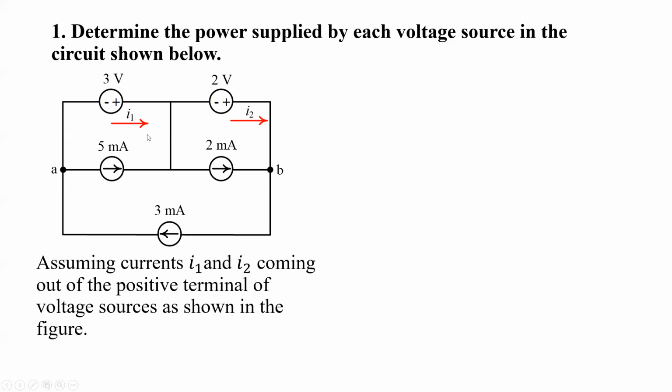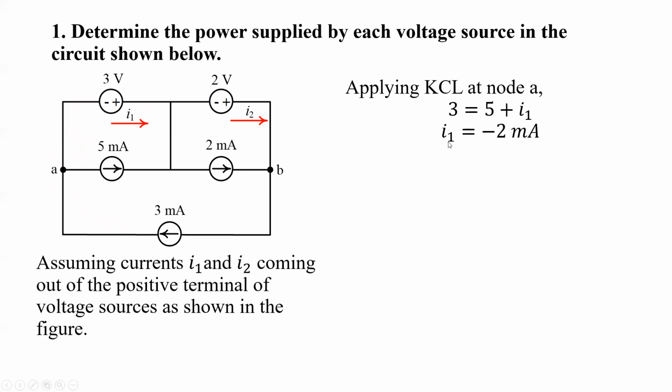In order to compute these currents I1 and I2, first of all, let's apply KCL at node A. What does KCL say? KCL is the current law. It says that the sum of incoming currents equals the sum of outgoing currents, right? So for this node, 3 milliampere is incoming current, this I1 is outgoing current, and this 5 milliampere is outgoing current. So 3 equals 5 plus I1. If we simplify this, we get I1 equals minus 2 milliampere.